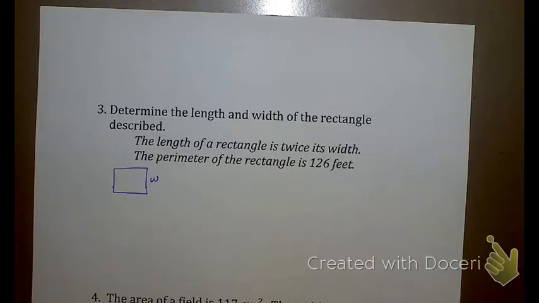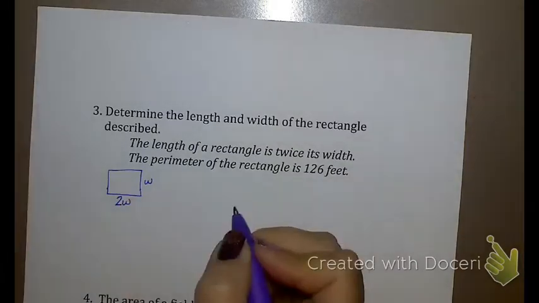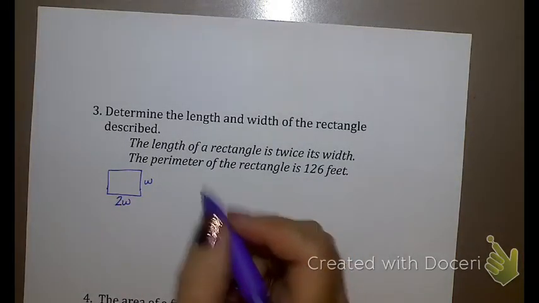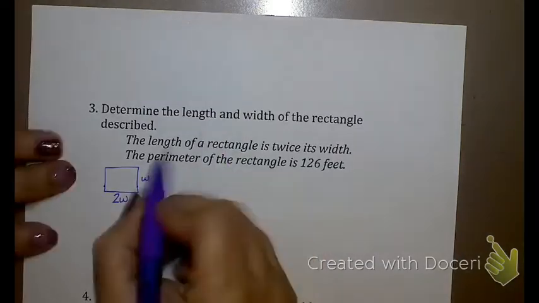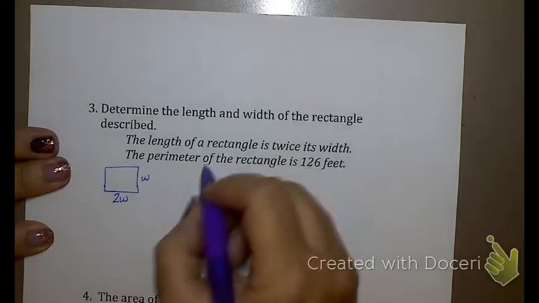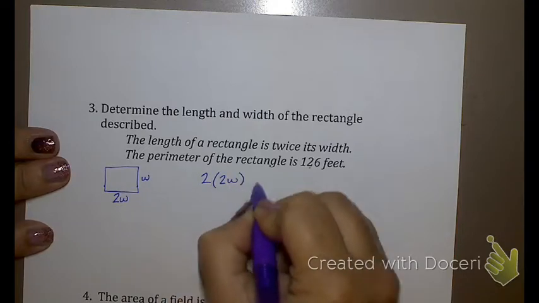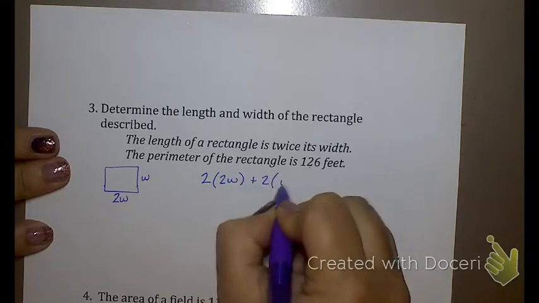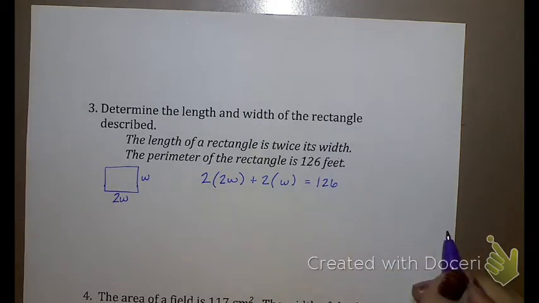If the length is twice the width, what am I going to label the length? 2W or 2x if you're using x. That's fine also. So either x and 2x or w and 2w. The perimeter is 126 feet. So what am I going to do? 2 times the length plus 2 times the width is equal to 126.